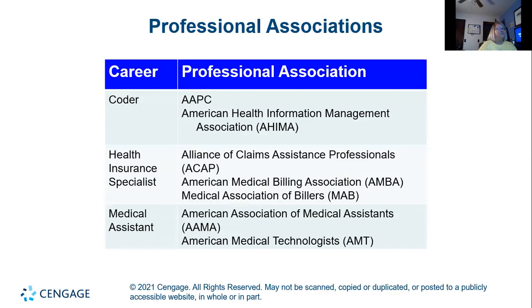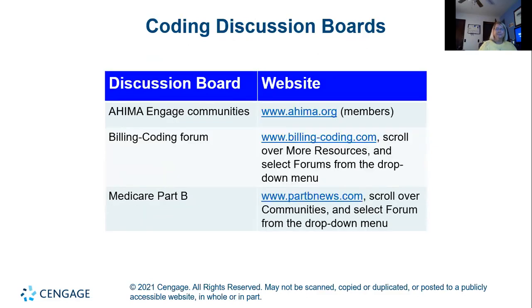Careers: we've got coders in the AAPC, American Academy of Professional Coders. Those are CPCs. We have health insurance specialists, and we have medical assistants, all from other types of organizations. There are some discussion boards that you can get on and research and find information on. The HEMA Engage community is on ahema.org. Billing and coding forums, there's actually a website out there for that. And Part B News, which is part of Medicare.